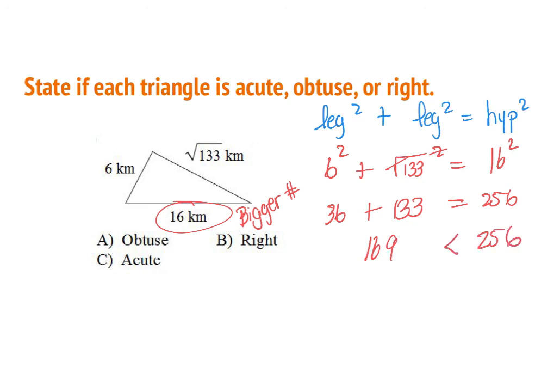My hypotenuse squared is bigger than the sum of the legs squared, so that means that this has to be an obtuse triangle.